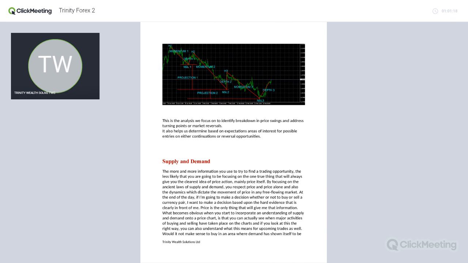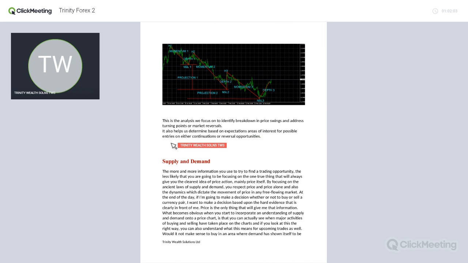All right? So we are saying this is the analysis we focus on to identify breakdown in price swings and address turning points or market reversals. Because in this case you can see projection 2 is smaller than projection 1. All right, and depth 2, although it's still a little bit deeper than depth 1, the way it is, it is just like a straight vertical line, which means it's just a line of bulls without a single bear coming in. So that tells us most likely it's a demand zone. The bulls are waiting here, all right, and they are entering around that area.